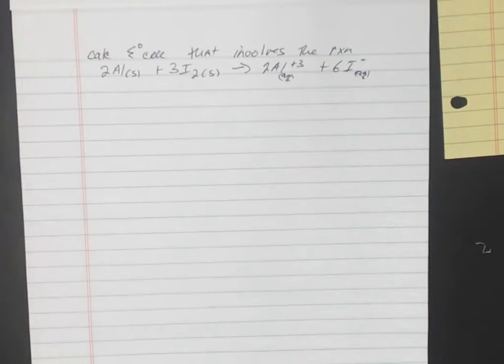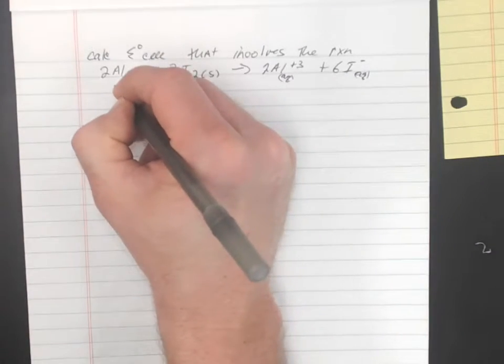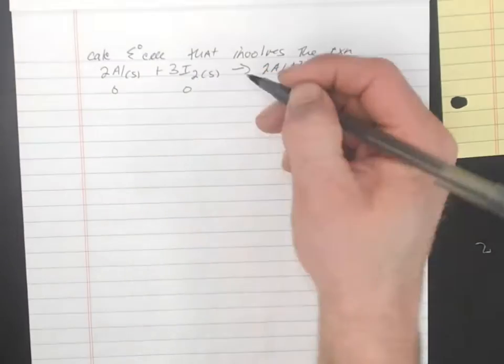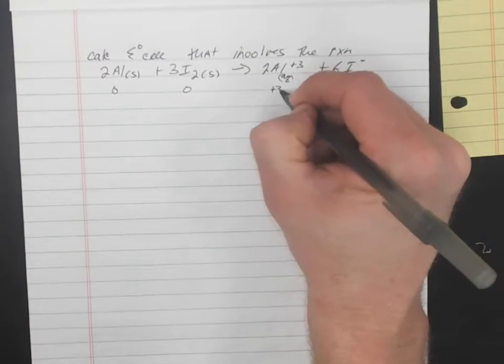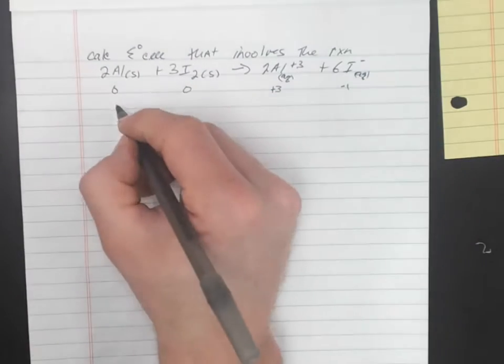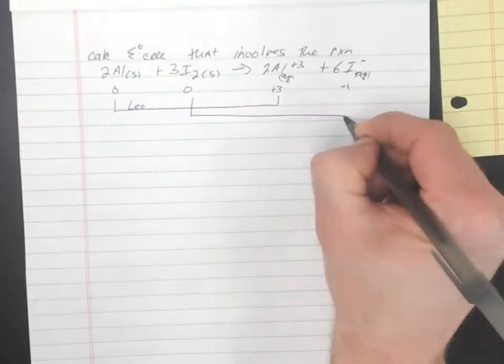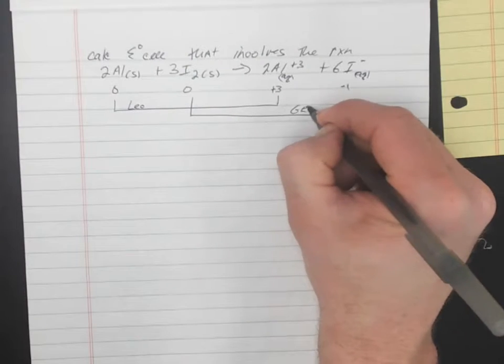What we want to do here is basically figure out the half reactions. Once we figure out the half reactions, we can go look up the E naught values for each half reaction and then use our standard equation to find the E naught for the cell. So let's go ahead and write oxidation numbers. The oxidation number for aluminum would be 0, I2, 0, Al plus 3, and 6 I negative, negative 1. Looks like our aluminum is climbing, so there's our Leo. It looks like our iodine is dropping. There is our Ger.